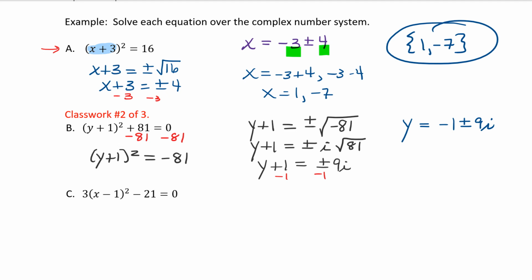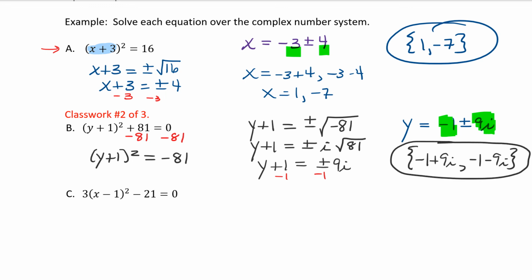These are not like terms. One term has an i, the other term does not. They're not like terms, they cannot be combined. You can write the answers separately by putting negative 1 plus 9i and negative 1 minus 9i. And those would be your final solutions.